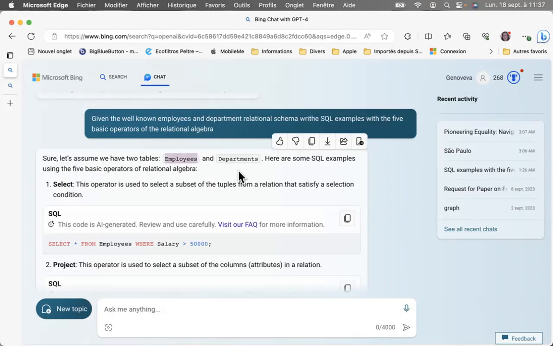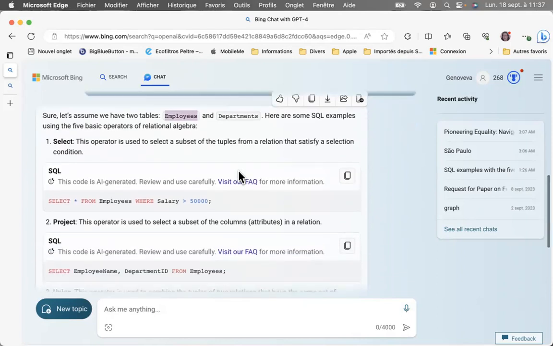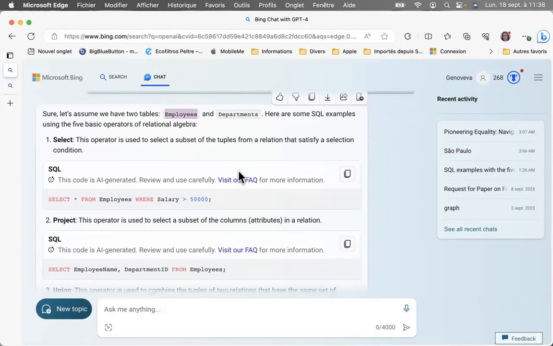employees and departments, and it gives us examples with the 5 basic operators that can be associated to a relational database.